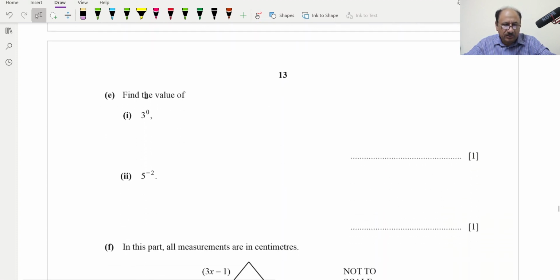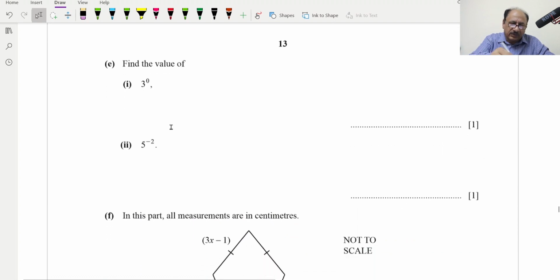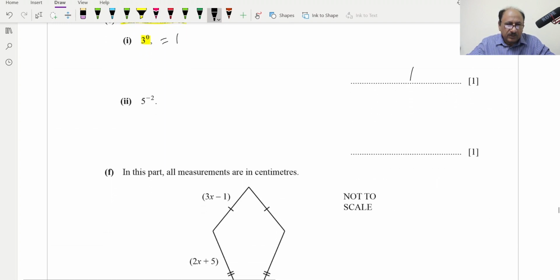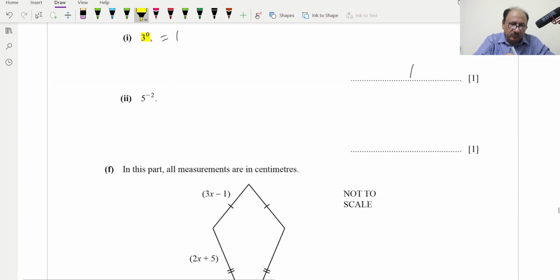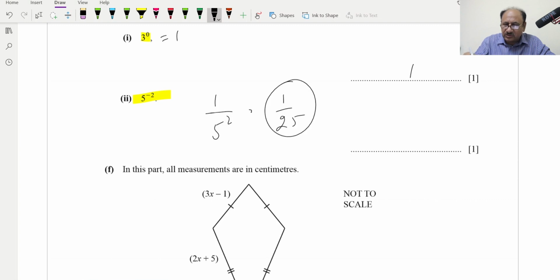Then the E part, find the value of this one, 3 raised to power 0. You know, anything raised to the power 0 will be equal to 1, so this is a 1 mark question. Then we have to rewrite this one. We can write this as 1 over 5 squared, which is equal to 1 over 25, so this can be our answer, like this one.